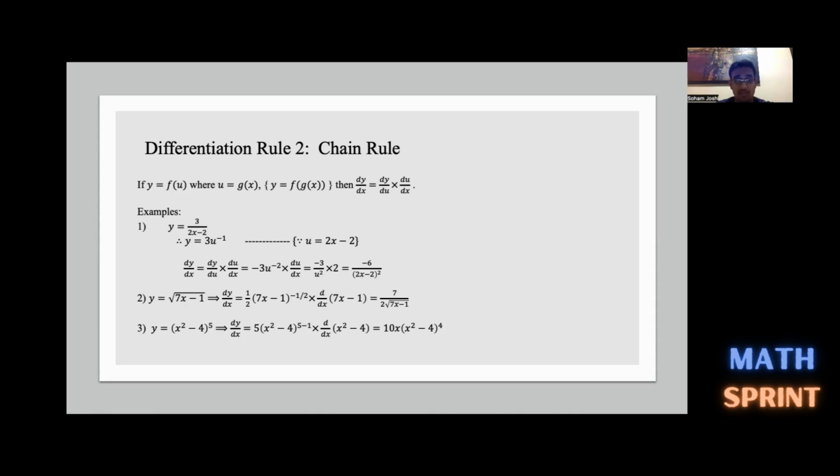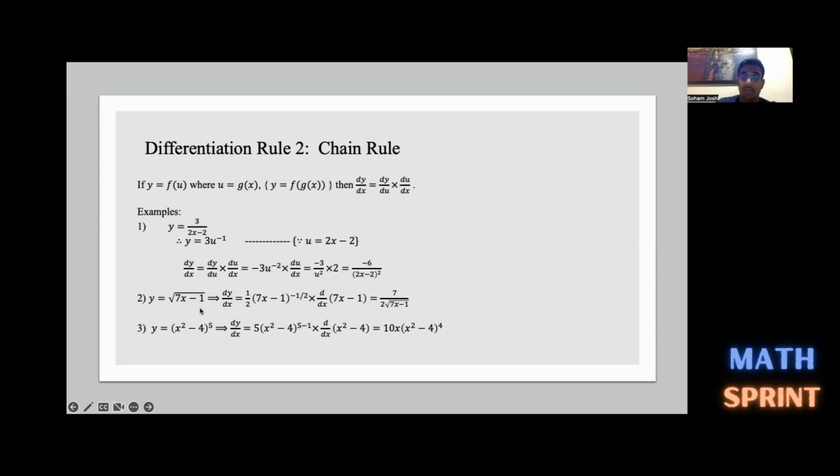Multiplying du by dx with dy by du to get dy by dx, we find that dy by dx is 2 times minus 3 u to the power of minus 2. So this gets us minus 6 over u squared. So if you substitute u back with 2x minus 2, you'll get minus 6 over 2x minus 2 whole squared.